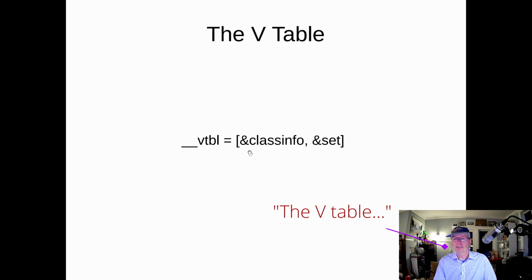The table looks like this. The first entry is a pointer to the runtime type information for the class, and then the rest of the entries are the addresses of the member functions.